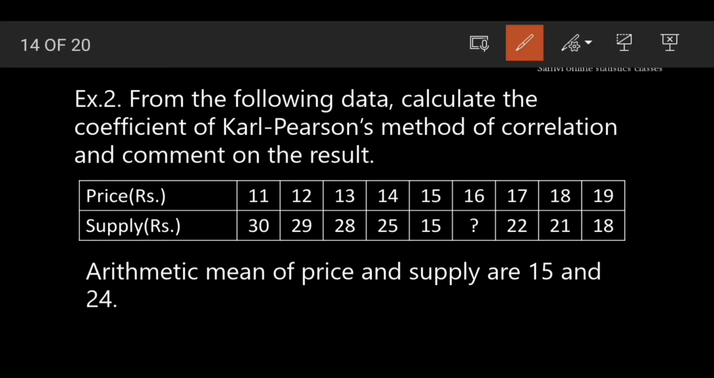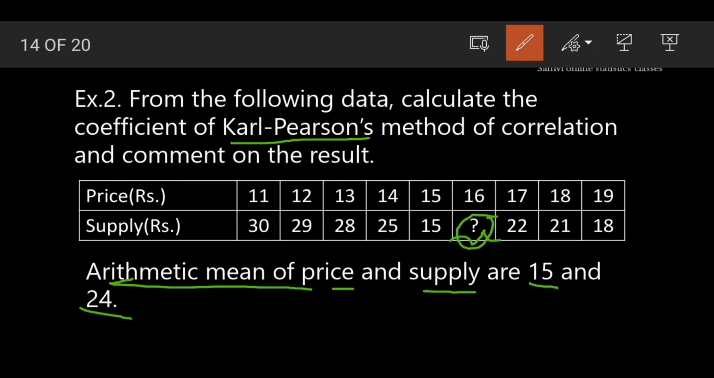See here, in this example they are not given this value. This is the missing value here. And they are given the arithmetic mean of price and supply as 15 and 24. So if you want to find Karl-Pearson's coefficient of correlation, first you have to find out what this missing value is. So that's why we have to consider this one as x.